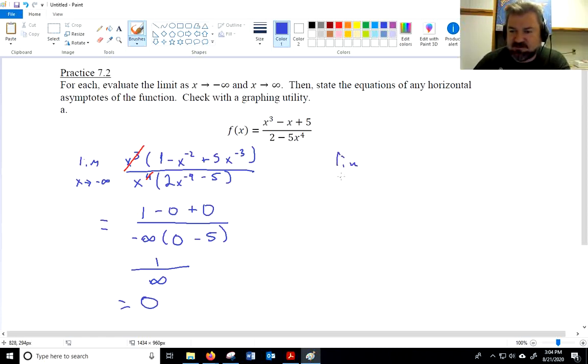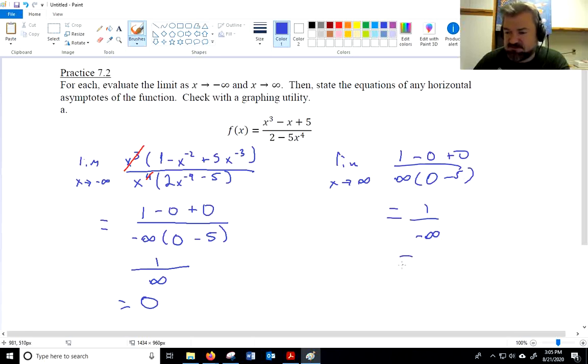All right, let's try the limit as x approaches positive infinity. I'm going to just take it right from there and plug in. I have 1 minus 0 plus 0 over infinity times 0 minus 5. That is definitely 1 over infinity. The sign says negative infinity this time. I don't care. It's still 0. It's just coming from a different direction, but it's going to 0. So what's the horizontal asymptote?